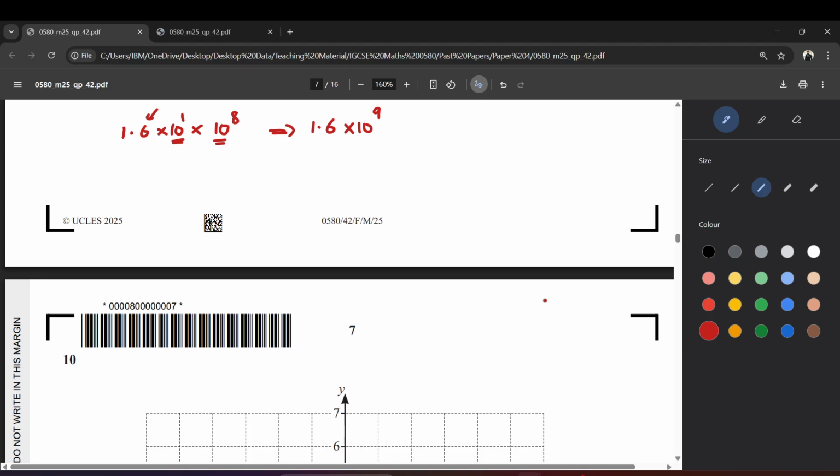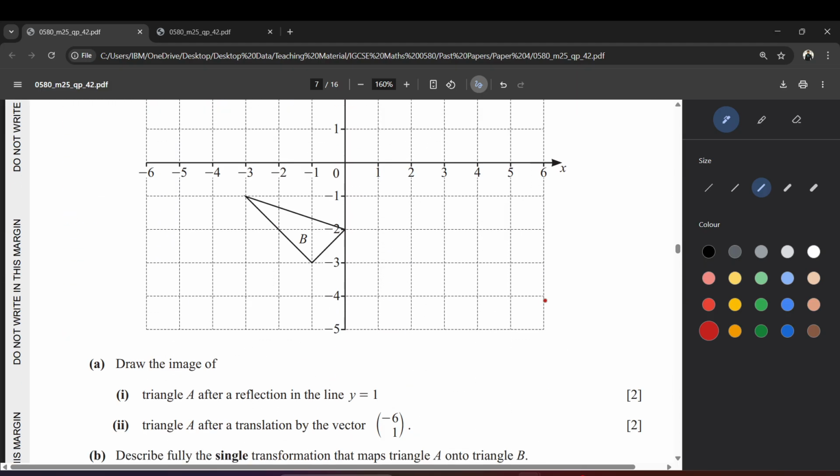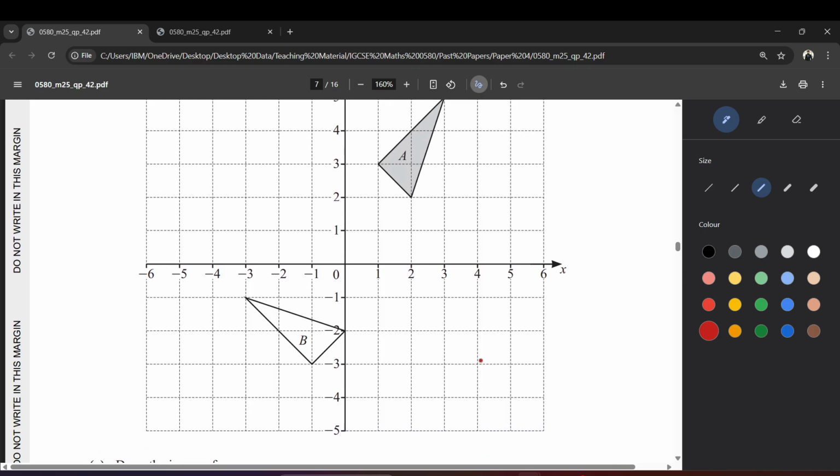All right. Question number 10. Draw the image of triangle A after a reflection in the line y equals 1. Okay, so y equals 1, this is your mirror line. Let me draw a straight line first. Now the mirror line is always drawn as a dashed line. This is your y equals 1.